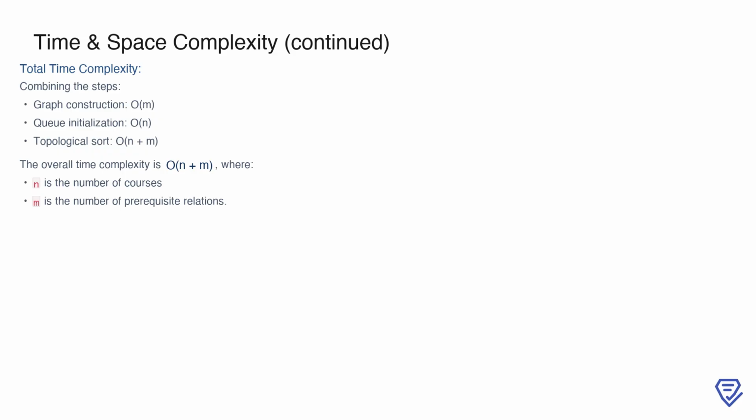To determine the total time complexity, we simply combine the individual components. The graph construction step takes m, queue initialization takes n, and the topological sort operates in n plus m. When we sum these, the overall time complexity becomes n plus m. Here, n represents the number of courses, and m represents the number of prerequisite relations. This linear relationship between the nodes and edges ensures the algorithm remains efficient even for larger inputs, making it feasible for real-world scenarios involving dependency management.